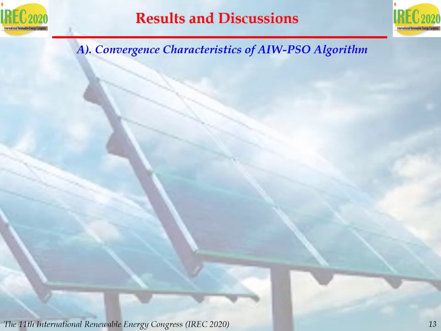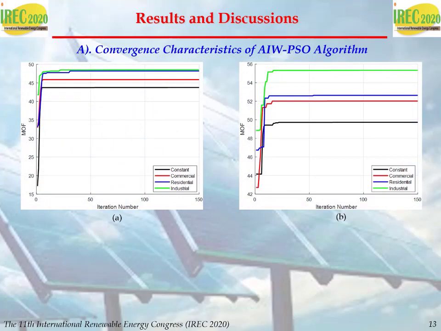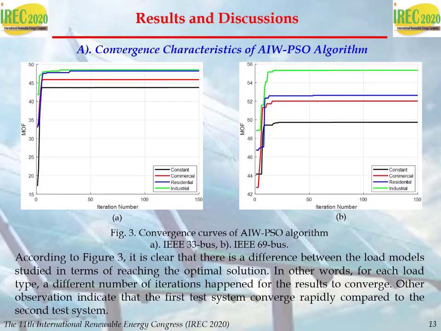The convergence characteristics of the adaptive inertia weight PSO algorithm are represented in figure 3. According to figure 3, it is clear that there is a difference between the load models studied in terms of reaching the optimal solution. For example, for the first test system, the constant and commercial loads converge quickly, in less than 10 iterations.